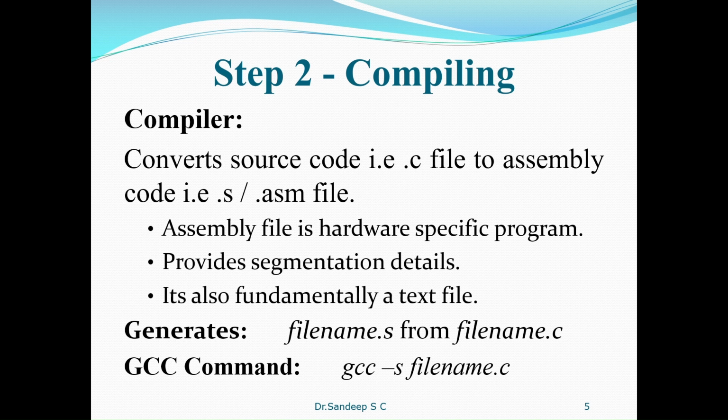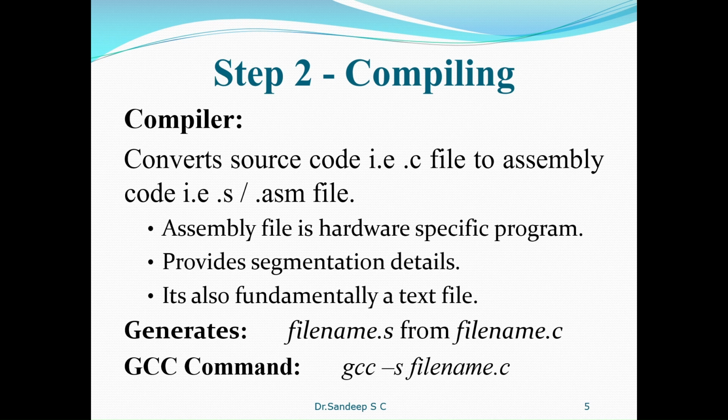So till now, the C program whatever we have is platform independent, but an assembly language program is hardware specific, whereas C is a hardware independent program. So this C file which is converted to assembly will have a hardware specific program, and it will provide segmentation details. What are the different segments used and how those segments are used to store the different data, that also we'll see in detail in the coming sessions.